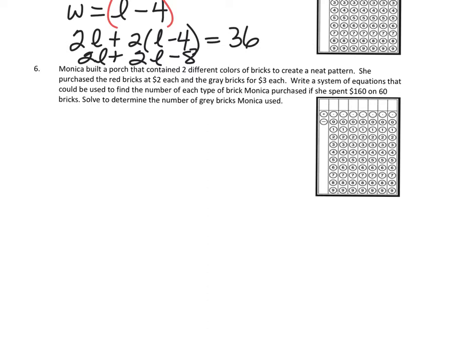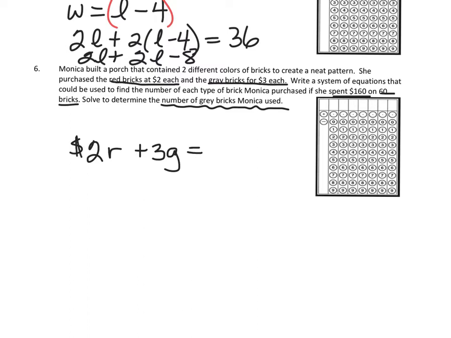All right, so I know we have red bricks were $2 and gray bricks were $3. They all cost $160, and she bought 60 bricks. That's all important information. And then, of course, our final thing is how many gray bricks did she use? That is going to be our final answer. $2 for red bricks plus $3 for gray bricks is going to equal $160.